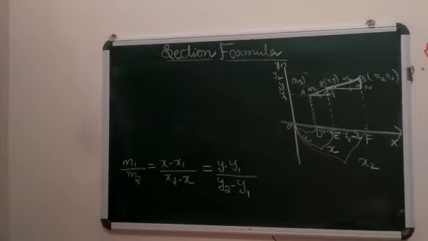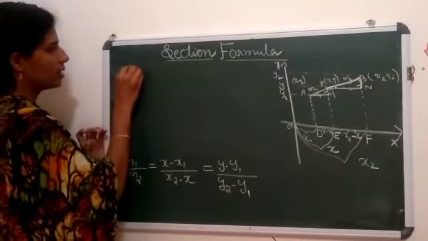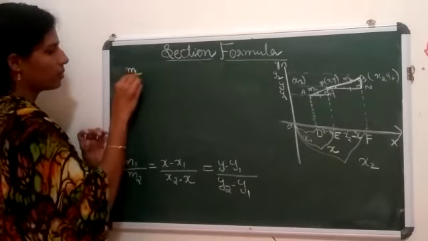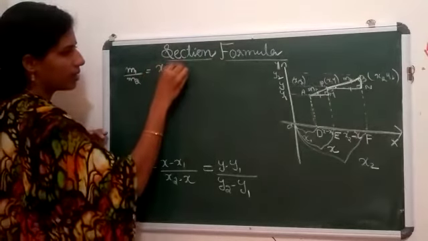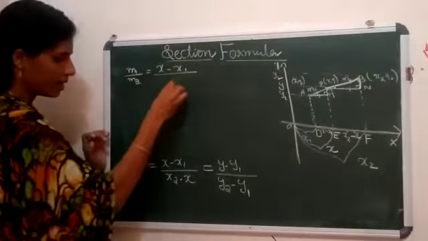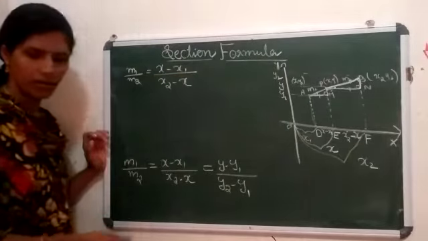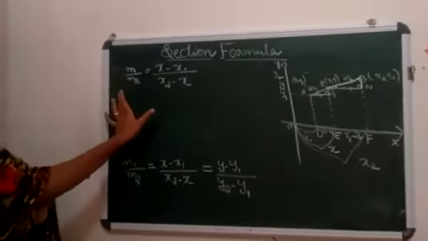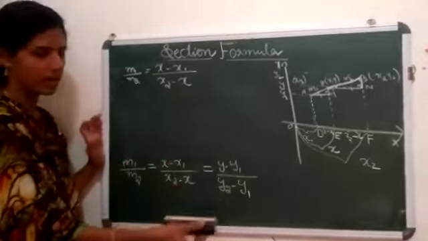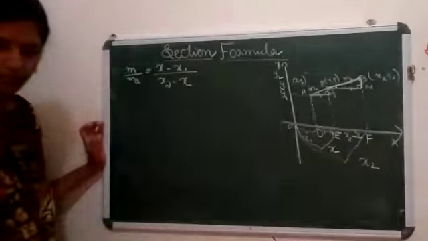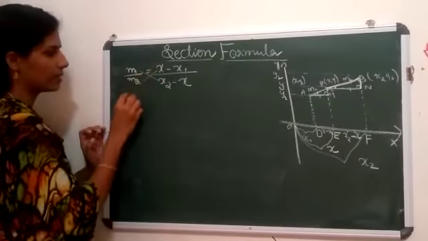Now see, we are going to take first these 2, that is m1 by m2 is equal to x minus x1 divided by x2 minus x. Okay, first we are going to take this 2 only. After that, we are going to check the x coordinate. After, we will check the y coordinate. Now the next step is to cross multiply this.